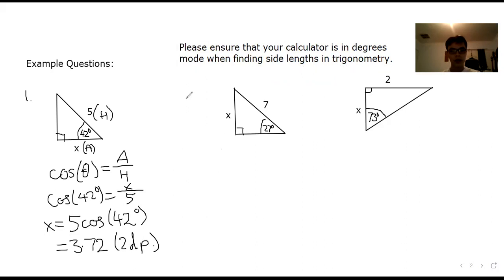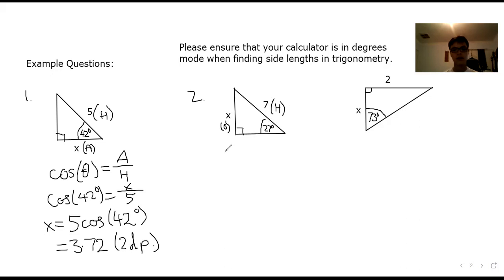All right, so moving on to the second question. We're going to call this question 2. For this one, we know we have the opposite side and the hypotenuse. So we'll put O in brackets just so we know that it's the opposite side, and then we'll put H in brackets for the side length of 7 for this slope, so that we know that it's the hypotenuse.